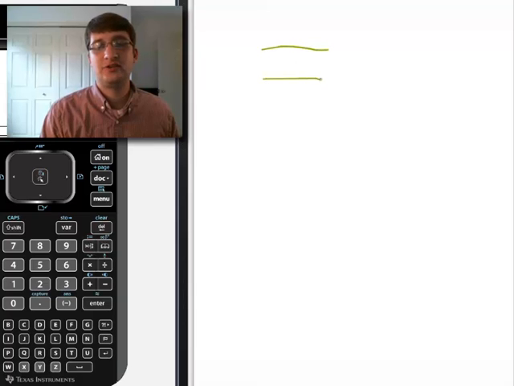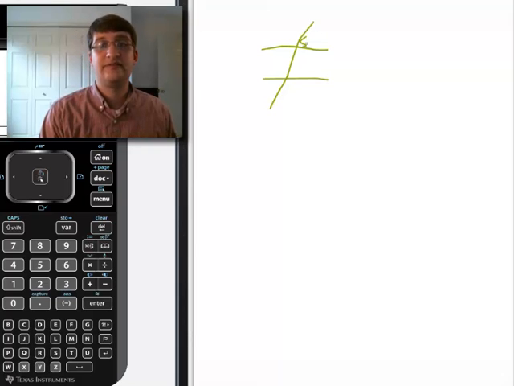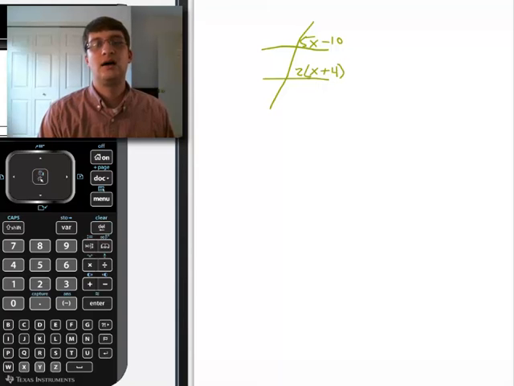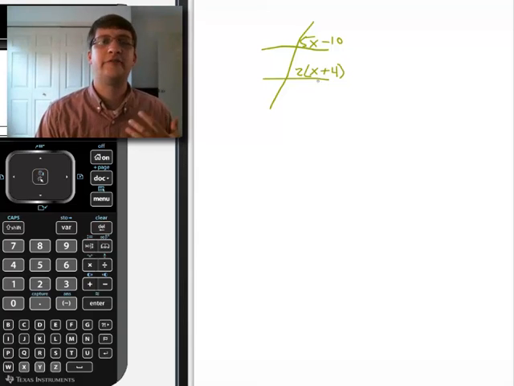Say for example we have a transversal problem, and you know an expression for one of these angles. The first expression is 5x minus 10 for this angle up here, and for this angle down here we have 2 times x plus 4. What people usually ask you to do is solve for x.